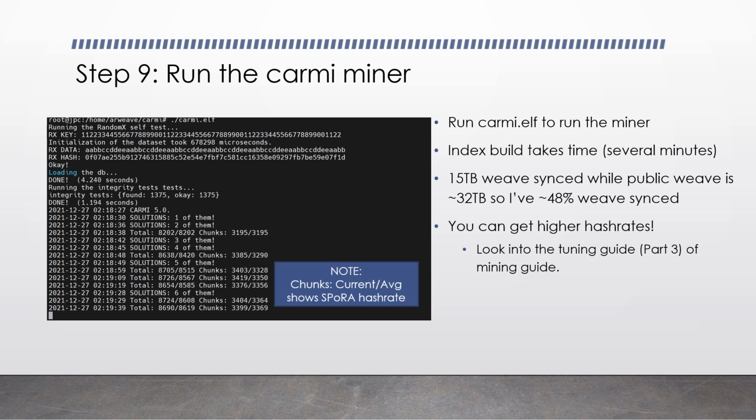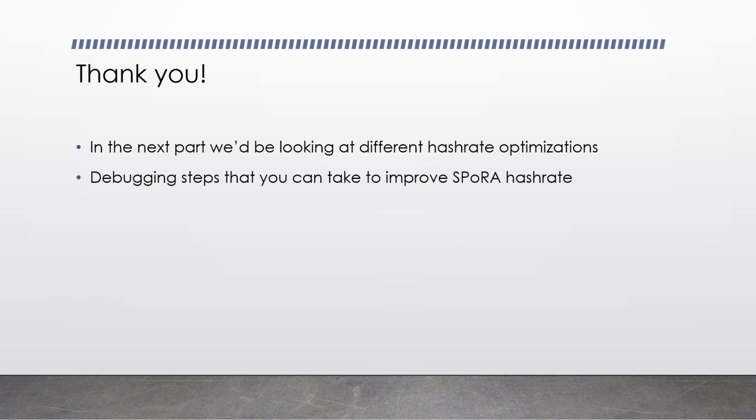That's it from this video. In the next part, we would be discussing how to optimize the hash rate on your existing platform, specifically focusing on the kminer optimization, and in general how to debug the performance related bottlenecks on your existing platform.